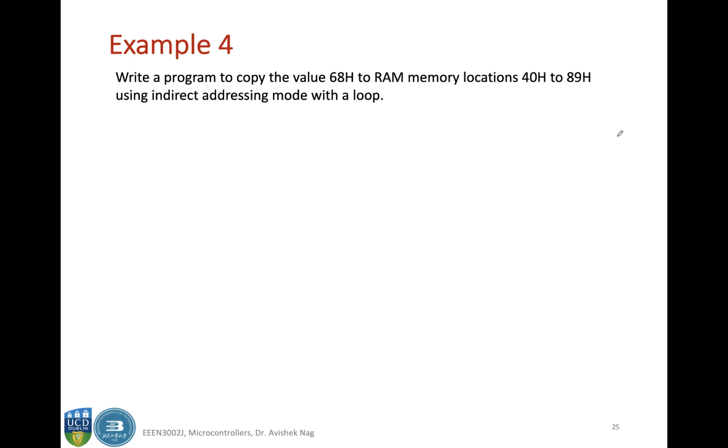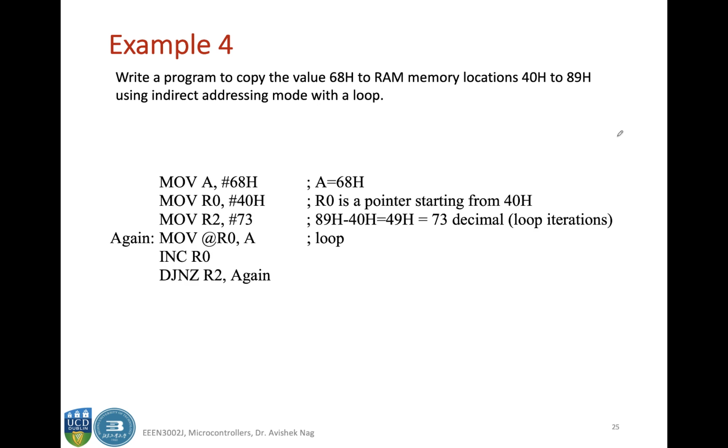So let's look into another example. Write a program to copy the value 68 hex to RAM memory locations 40H to 89H using indirect addressing mode with a loop. So again, you have to move this number 68H, so you are putting it in the accumulator, and your initial number is 40. I mean the starting location is 40H, so you are initializing this by moving it to R0.